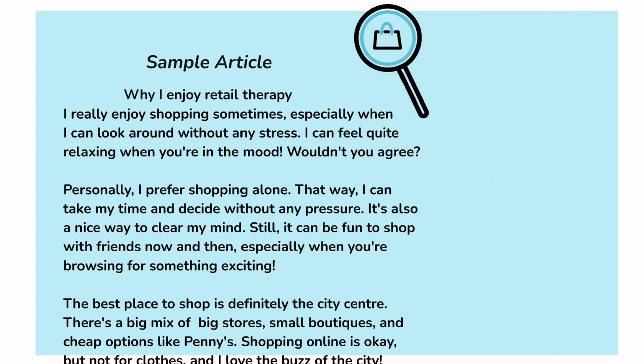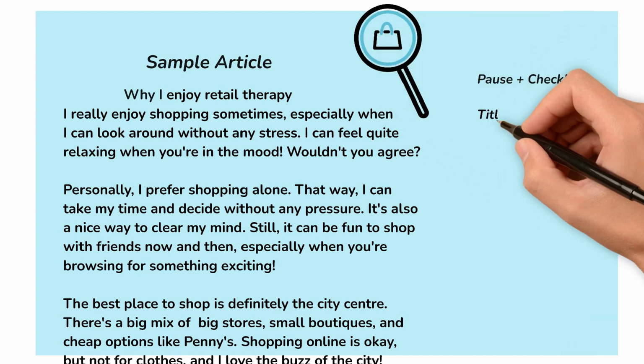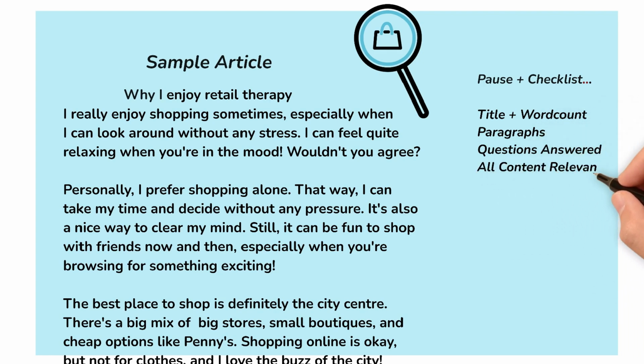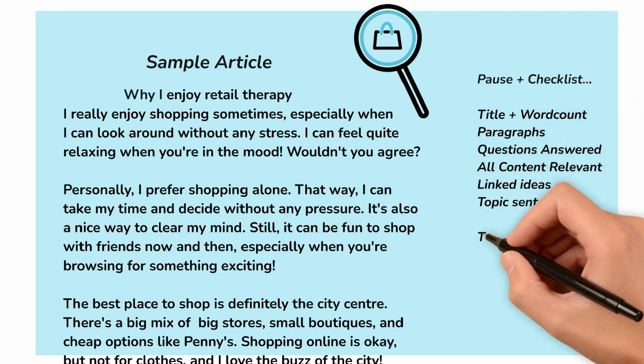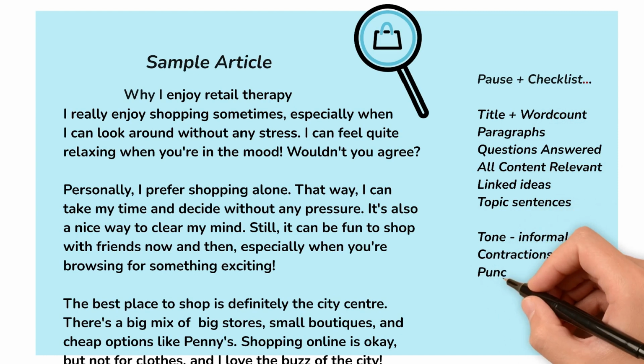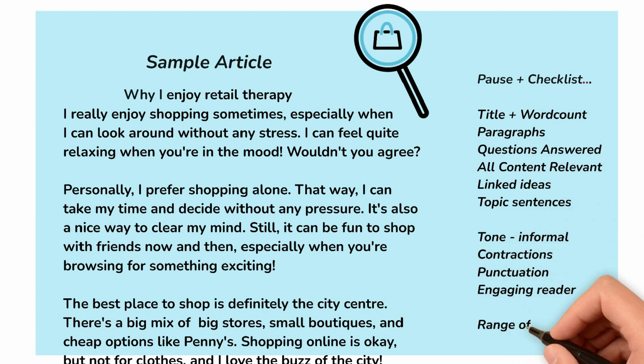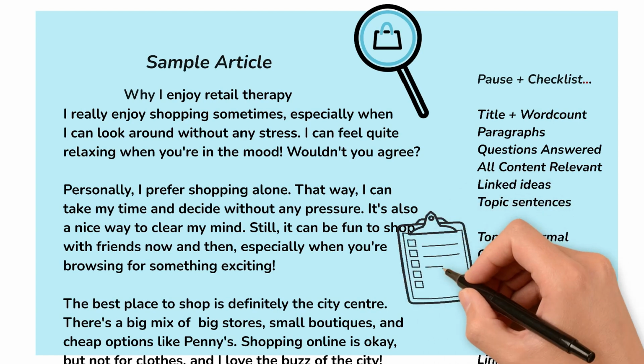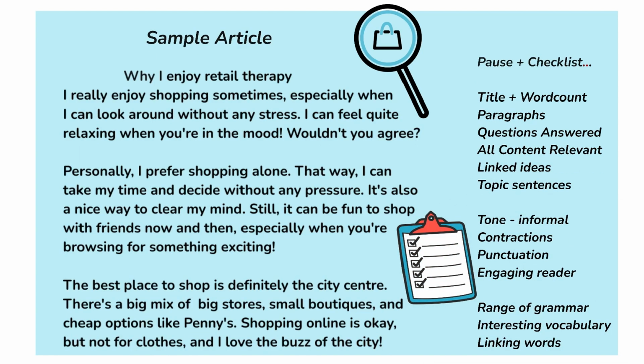So let's analyse our sample article using a checklist. The first section deals with content and organisation. All the content points are there and it's well organised using topic sentences. The second section deals with communicative achievement, the style of the article, and the last section deals with grammar and vocabulary. Pause the video, read the article, and decide for yourself. Does the article have all the items on the checklist?